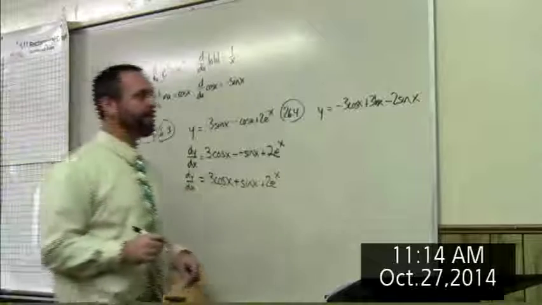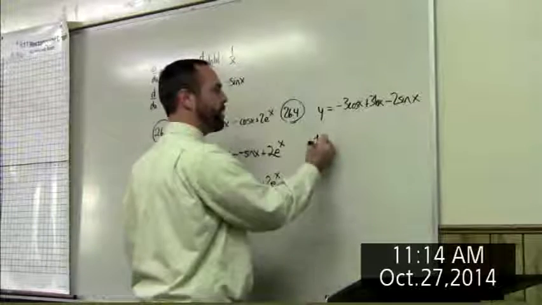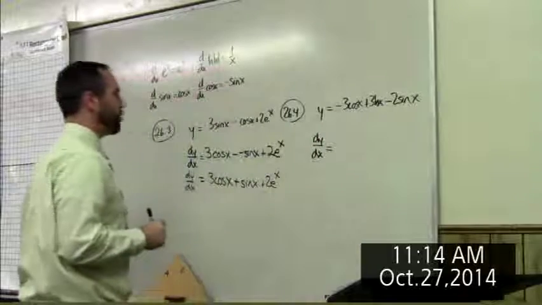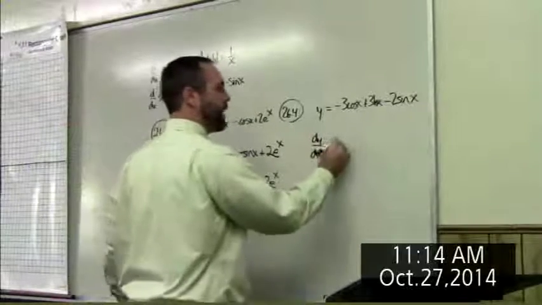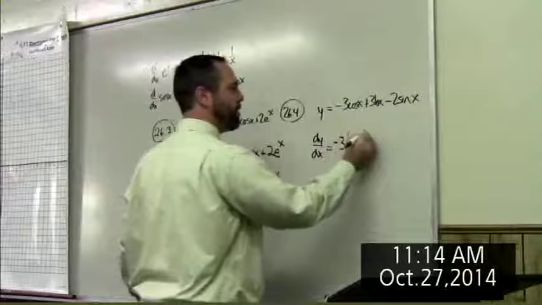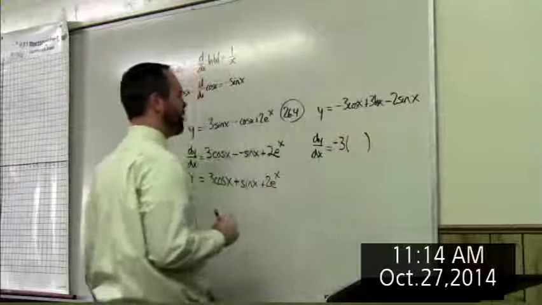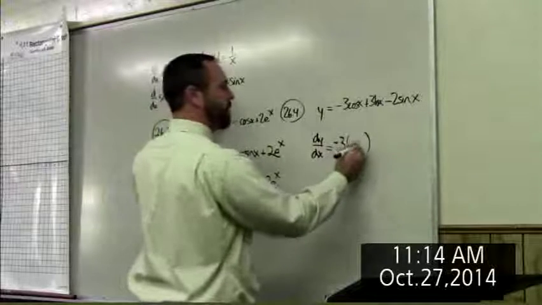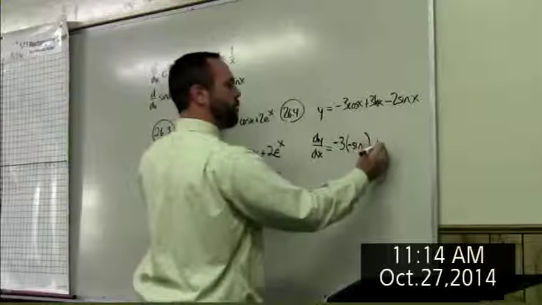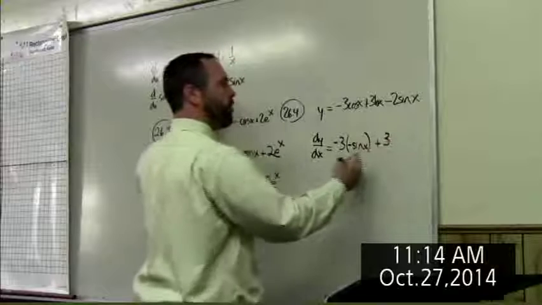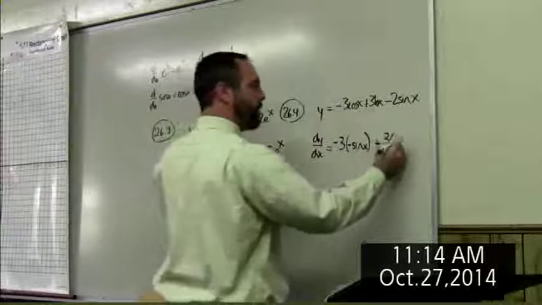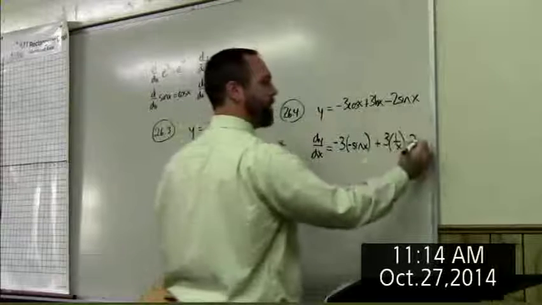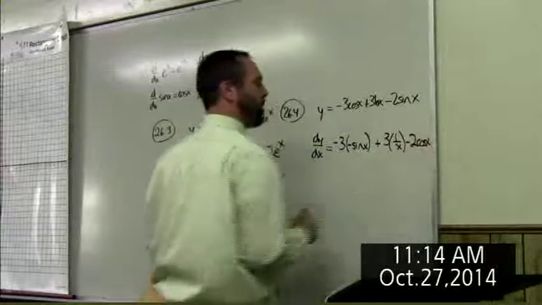All right, then we look at our last example, taking the derivative of this. Here we have the derivative of negative 3 cosine x. Well, negative 3 out front, the constant just stays there. We take the derivative of cosine of x. We know that's negative sine x. We have plus 3 times the derivative of natural log, which is just 1 over x. And then minus 2 times the derivative of sine x, which we know is cosine x.